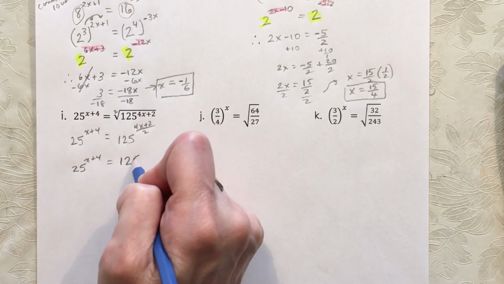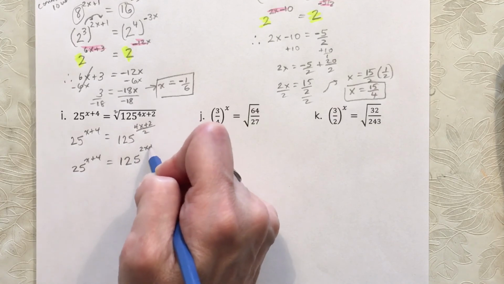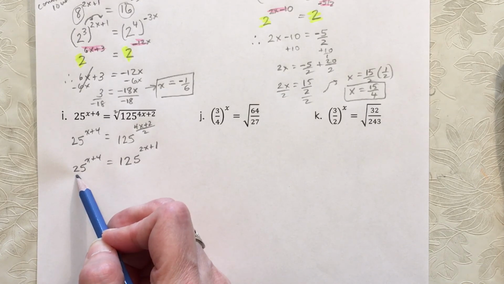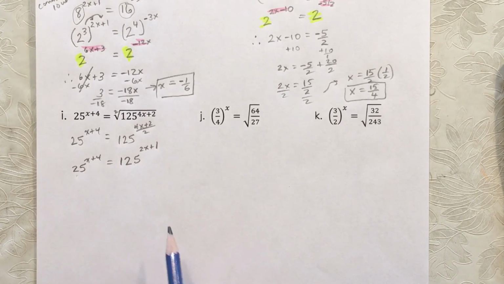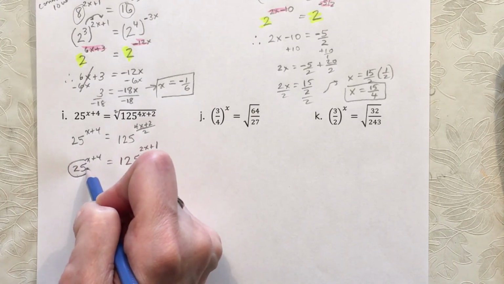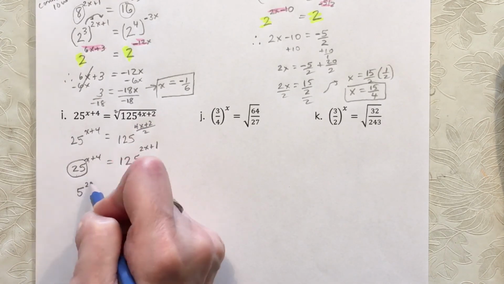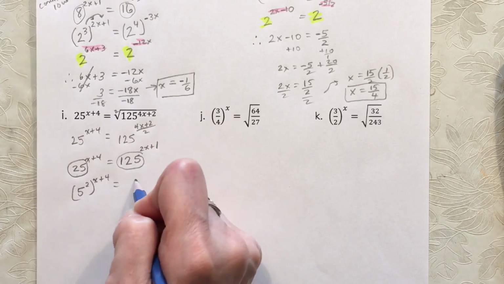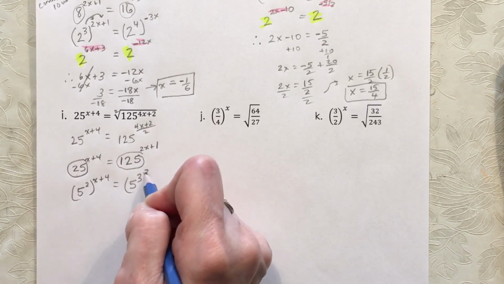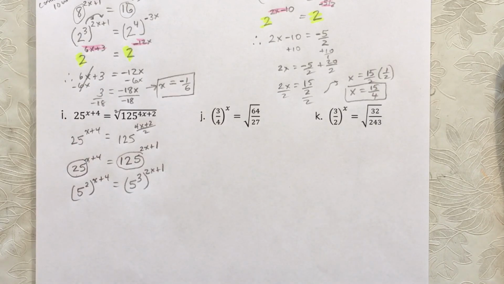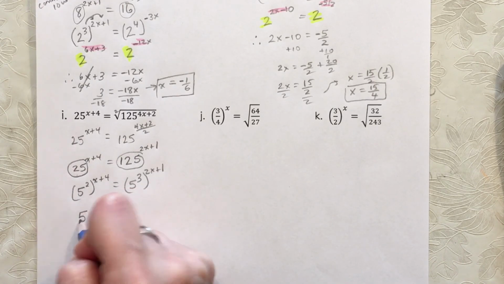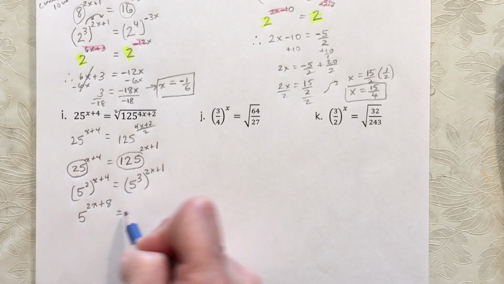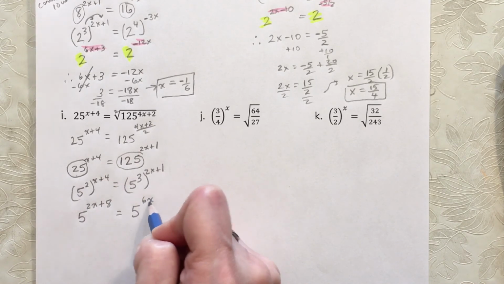And 4x plus 2 divided by 2 is 2x plus 1. Can I write 125 as 25 to the something? No, because 25 squared is already 625, so there has to be a common lower base, and that's 5. So I can rewrite 25 as 5 squared, and I can rewrite 125 as 5 cubed. Then I have to use power of a power on both sides, so keep the base, multiply the exponents using distributive property. So 5 to the 2x plus 8 equals 5 to the 6x plus 3.